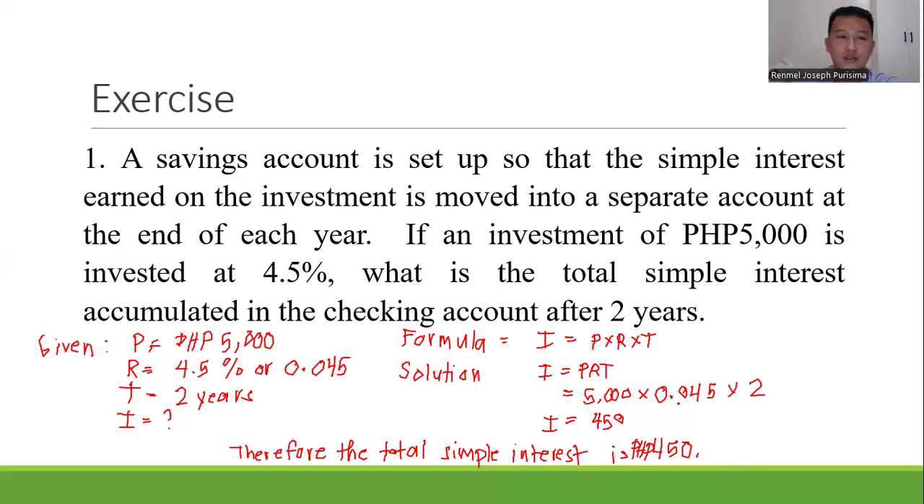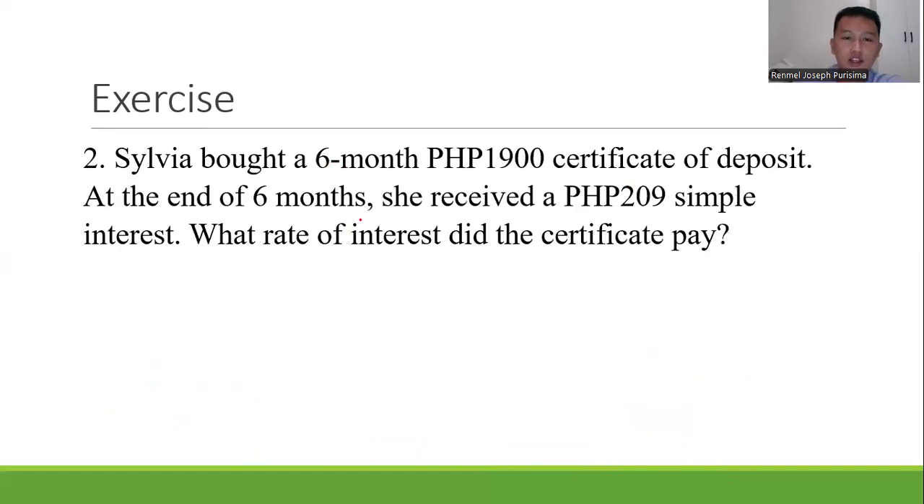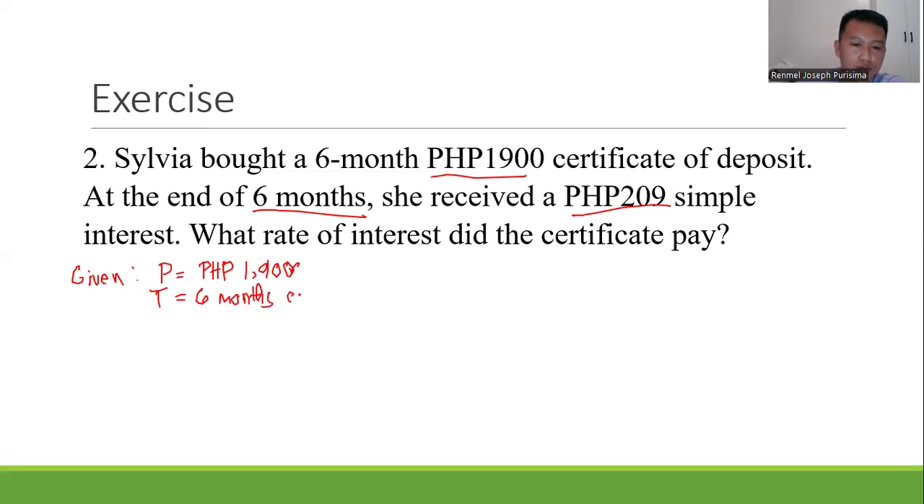Moving on to our next example. Sylvia bought a 6-month, 1,900 pesos certificate of deposit. At the end of 6 months, she received 209 pesos simple interest. What rate of interest did the certificate pay? Our given here, first, we have the principal, which is 1,900. Our time, which is 6 months. And our I, the simple interest, which is 209 pesos.